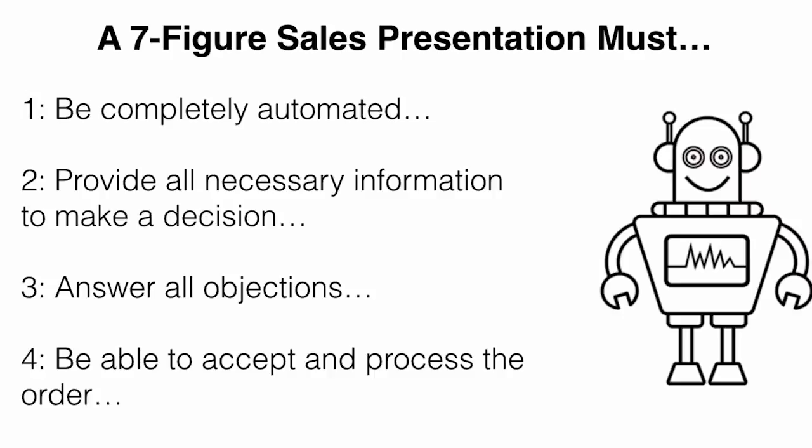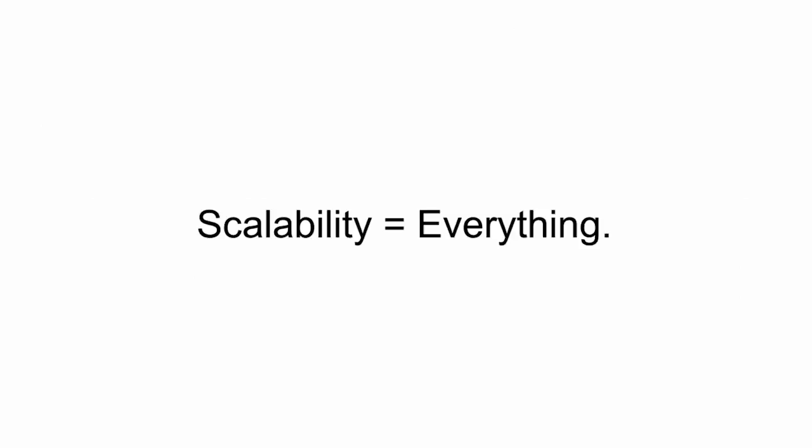So what's really important here is that a 7-figure sales presentation, or your little robot, is completely automated and that it never requires your personal participation at any time in the selling process. And that's key because that means it's infinitely scalable. And that scalability is the difference between you making $50,000 a year and $5 million a year. This is why real estate agents, insurance salesmen, doctors, lawyers, car salesmen, chiropractors, all of the above have a virtual ceiling on their income.